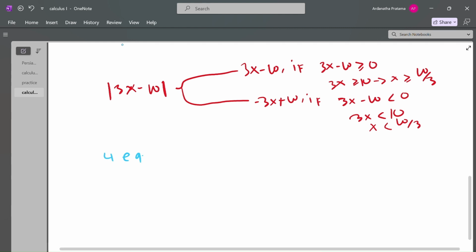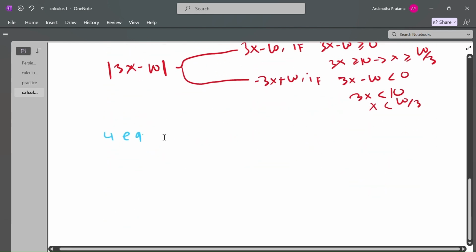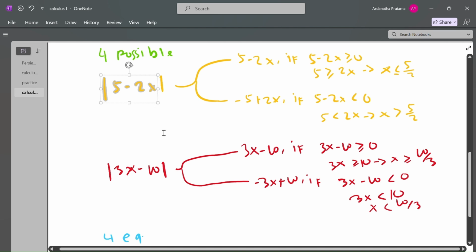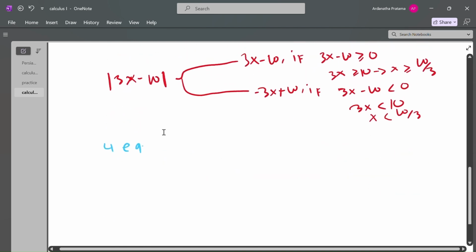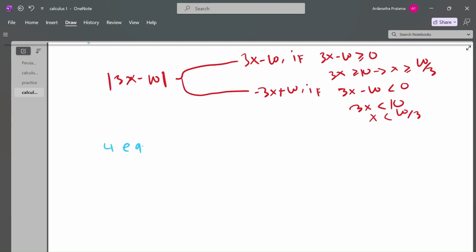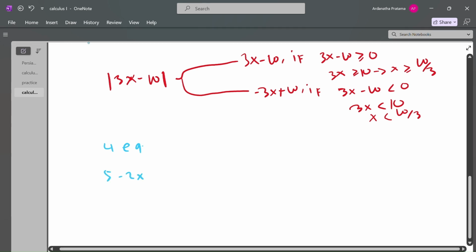Okay, I will write down the 4 equations right here. The 4 equations are according to this. So first I will write down the first absolute value: 5 minus 2x equals 3x minus 10, because this is the positive value of both sides. And then I will write down the minus version: minus 5 plus 2x equals 3x minus 10. We have to match these 4 equations, remember.